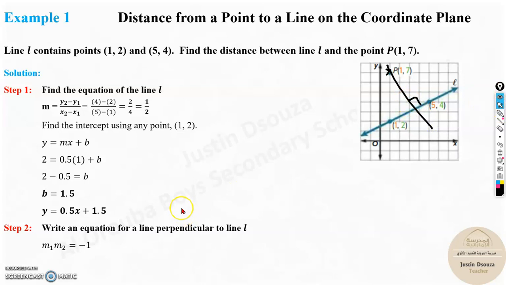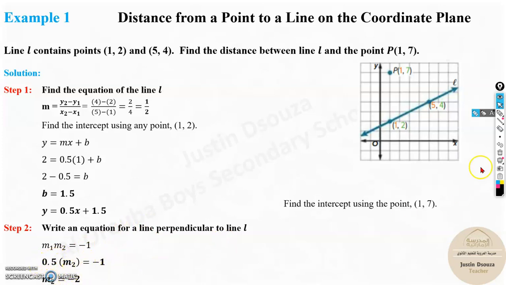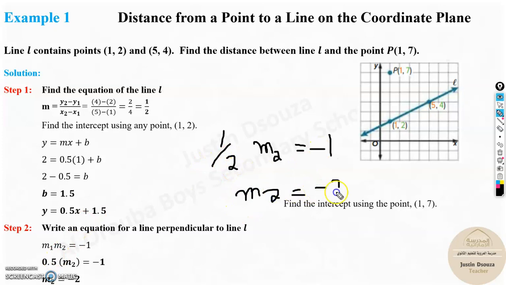Use the slope criteria or the slope relationship. We know if two lines are perpendicular, when you multiply the two slopes, it must be -1. Now multiply 0.5 with the slope of the perpendicular line, it must be -1. So this is how we can easily get the slope of the other line, that will be -2. It is basically 0.5 m2, where m2 is the slope of the perpendicular line, equals -1. The 0.5 goes to the other side, so m2 is equal to -2.